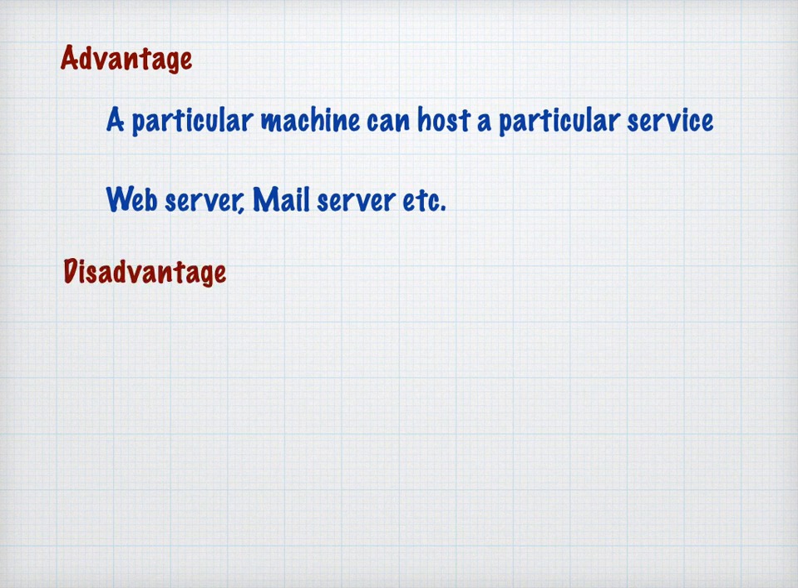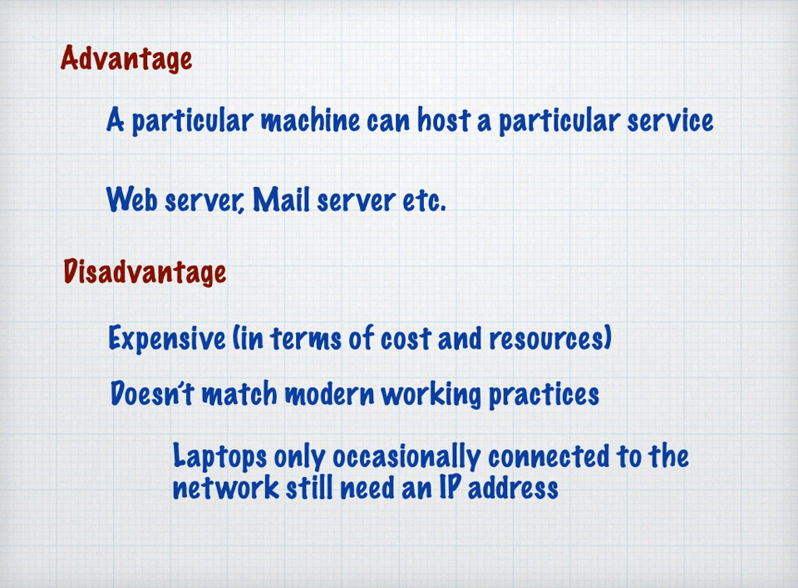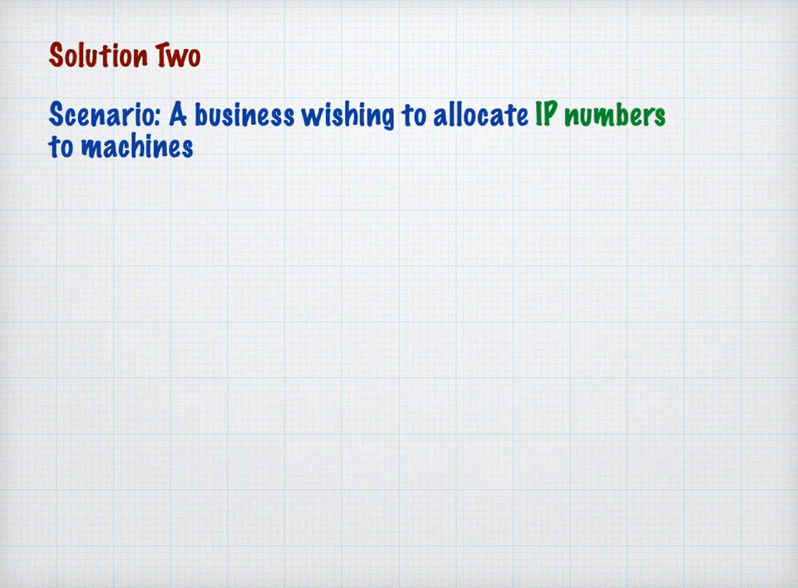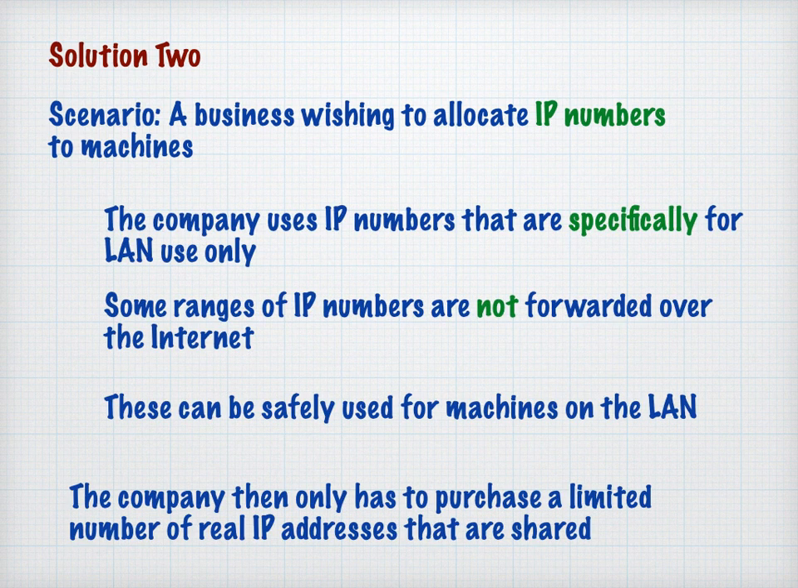But the disadvantage of it is it's not very cost effective. It doesn't really match the kind of working practices that we have now with mobile working, mobile phones, laptops, all these different devices that are being connected to the internet and then disconnected. So in reality, what most organisations do, and in fact this is the same way that internet numbers are probably allocated in your home, is that some of those IP numbers, and I did reference them earlier on, are specifically for local area network use only. So those numbers are not forwarded over the internet.